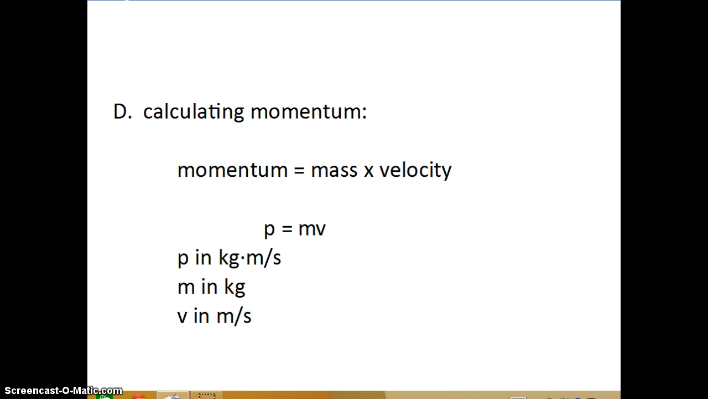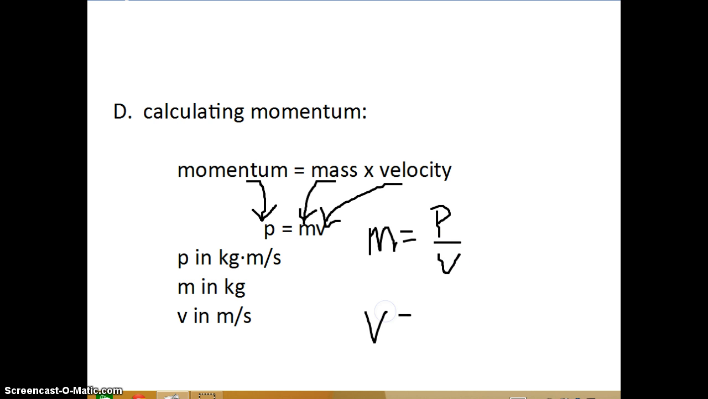Calculating momentum. Momentum is equal to mass times velocity. This P is your momentum, and then we've got the mass and the velocity. So your P is in kilograms meters per second, the mass is in kilograms and the velocity is in meters per second. You do need to know how to rearrange the equation. So you should also know that mass is equal to P over V and velocity is equal to P over M.